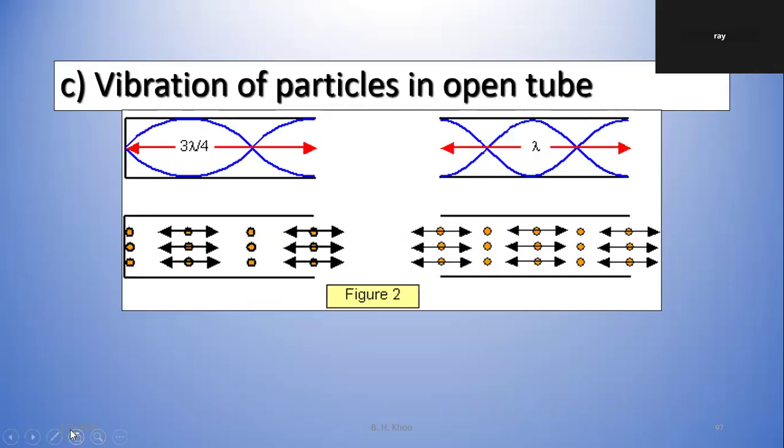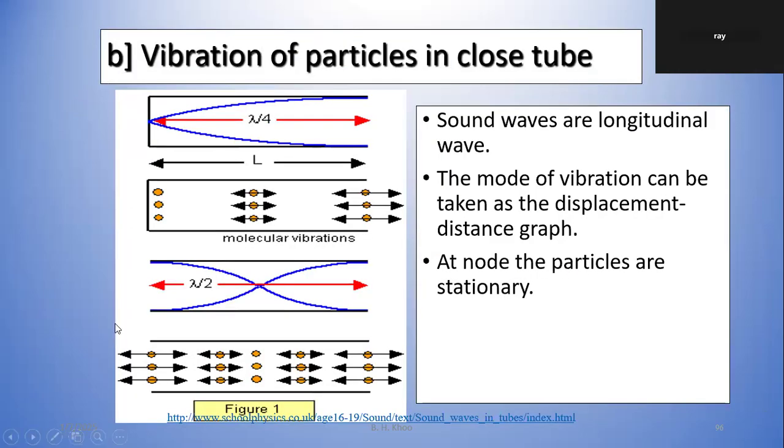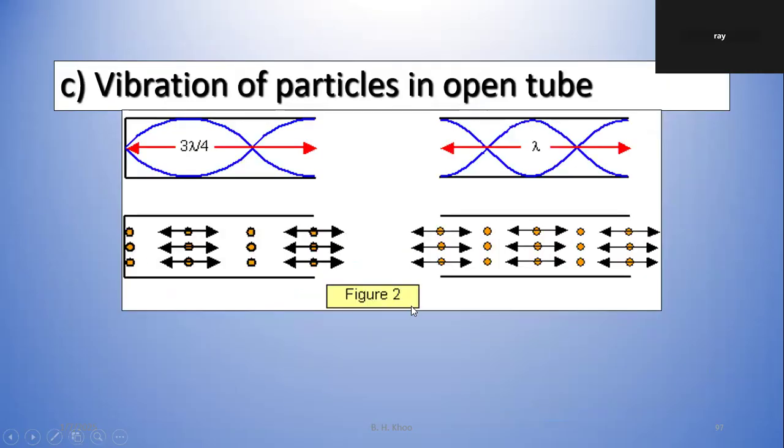Okay, remember at the node there, the largest vibration. Same at the end there, the largest vibration. In between there will be smaller vibration. At the node there will be zero. At the open end there is antinode, largest vibration. Or for the second mode, same thing.